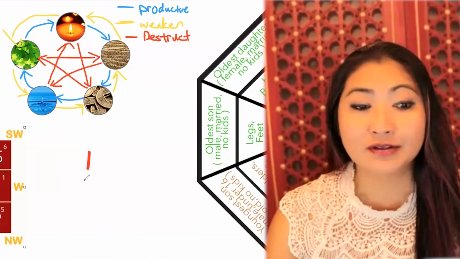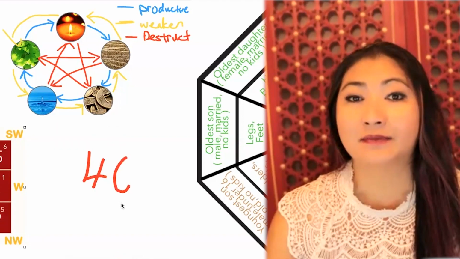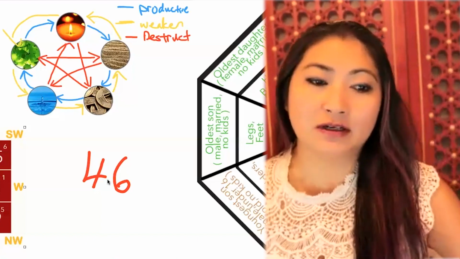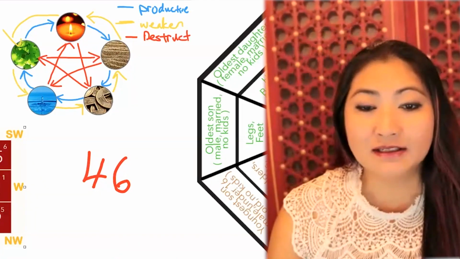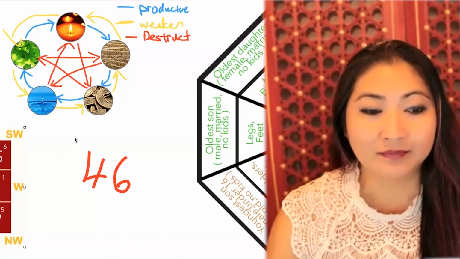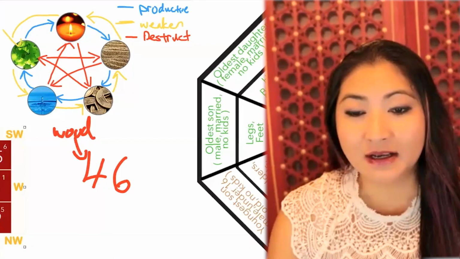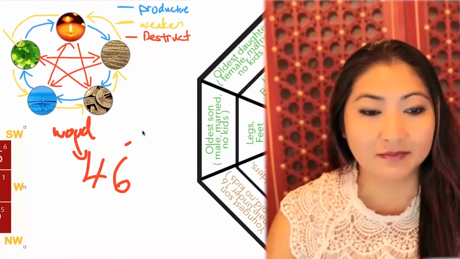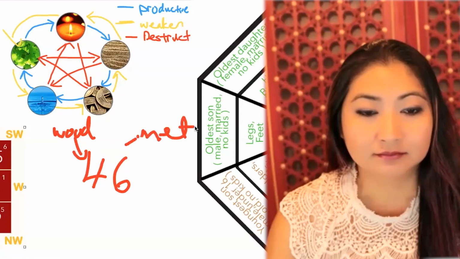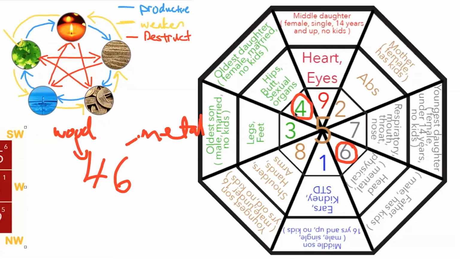For instance, we can use the combination of 4 and 6, okay? 4 mountain star, 6 water star. The element of 4 is wood. I have it in green, okay, wood. And the element of 6 is metal. I have it in gray, right, metal. And 4 is the oldest daughter. So female, married, no kids, oldest daughter. And 6 is the father. I know it's upside down, but this is the patriarch.